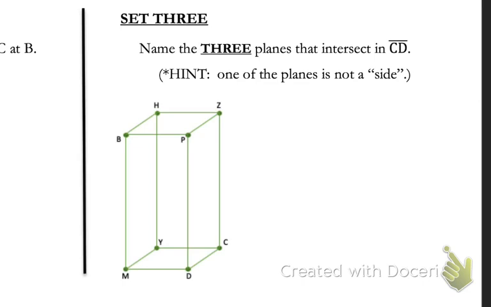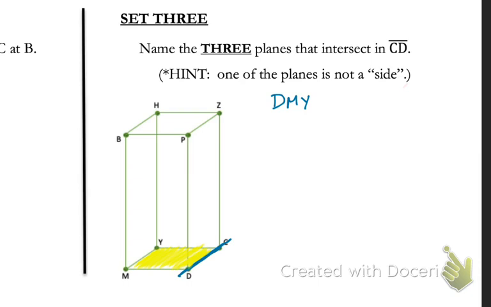In set 3, name the 3 planes that intersect in segment CD. One of these planes is not a side. So I went ahead and highlighted my segment CD and the bottom of my box. When we name a plane, we only need 3 letters. So that plane contains points M, Y, C, and D. And I'm going to pick 3 of those letters to name it. So I went ahead and named it plane DMY.